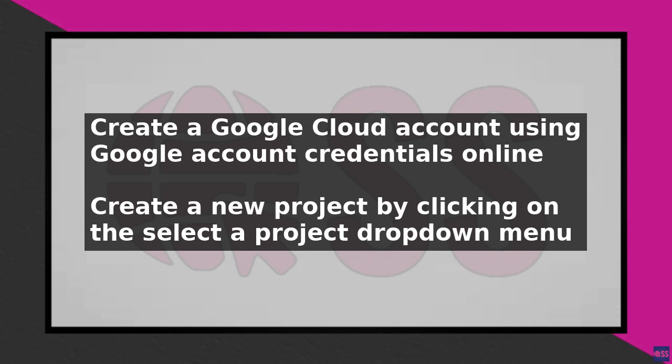Once you have a Google Cloud account, you need to create a new project. This can be done by clicking on the Select a Project drop-down menu and then clicking on New Project. Enter a project name and click on Create.